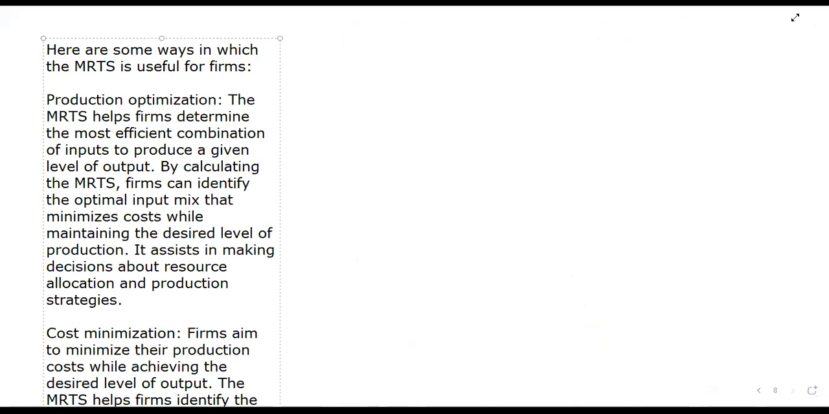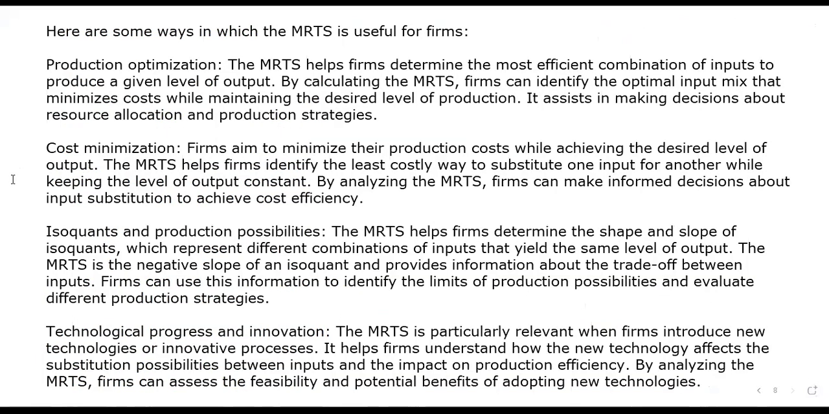So number 1, in production, for instance, at Coca-Cola Zambia, marginal rate of technical substitution will help determine the most efficient combination of inputs to produce a given level of output. By calculating marginal rate of substitution, firms will identify the optimal input mix that will minimize costs whilst maintaining a desired level of production. So it assists in making decisions about resource allocation.